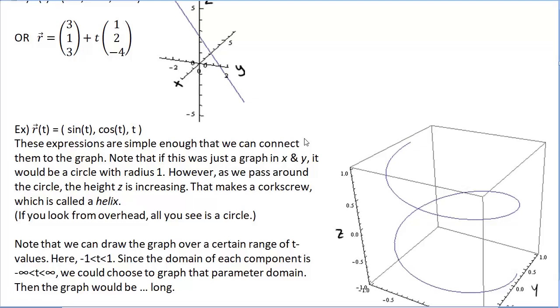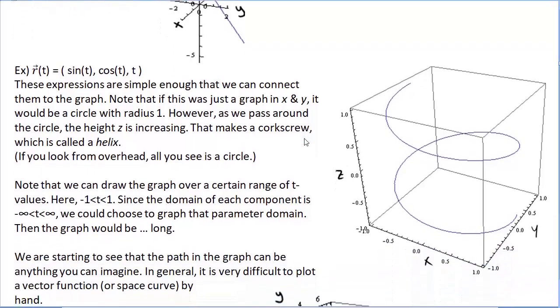Of course, this graph only shows a piece of the graph for certain t values. t could go from -infinity to infinity. You would have an infinite helix. Now, for each of these x, y, and z coordinates, we've put some particular simple functions in here, but you could have any function. And so, in general, we would have to rely on software to plot the graph for these things, which are a vector function, also called a space curve.